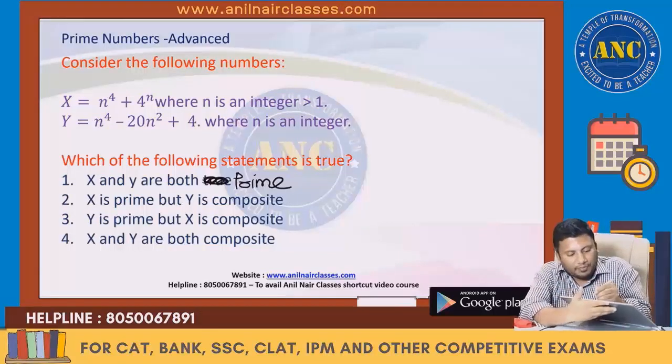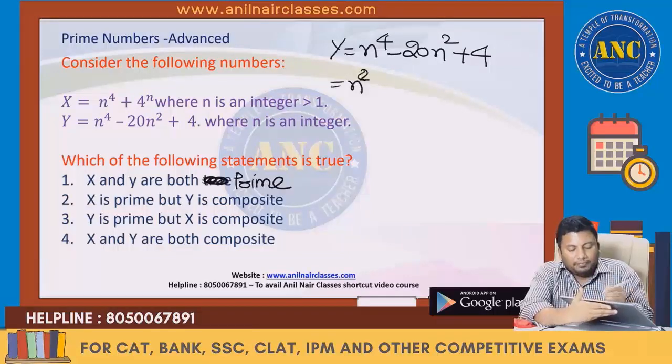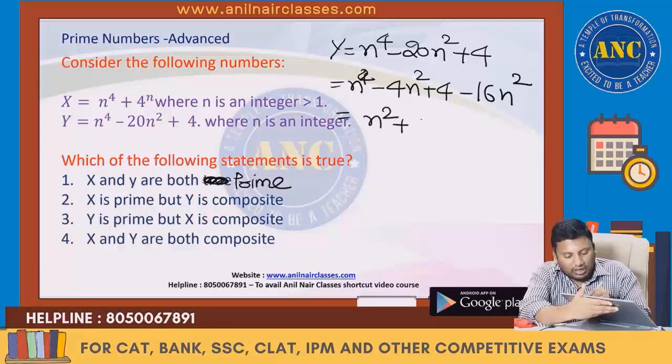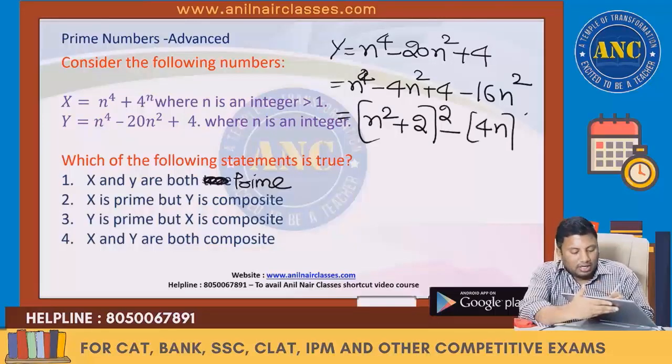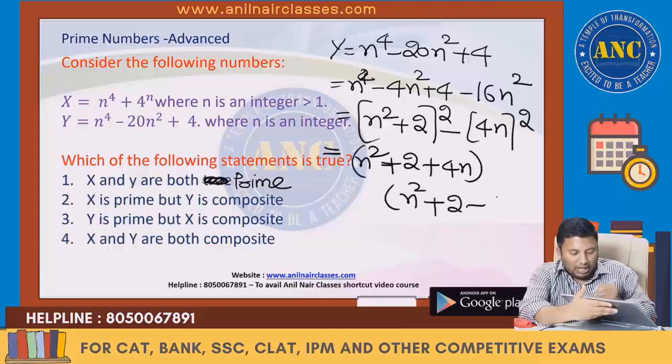Now if you see, y is nothing but n power 4 minus 20n square plus 4. So this is nothing but n power 4 minus 4n square plus 4 minus 16n square. This is nothing but n square plus 2 whole square minus 4n whole square. A square minus b square, a plus b and a minus b. N square plus 2 minus 4n. I hope it is clear.